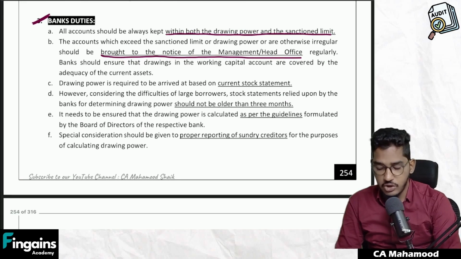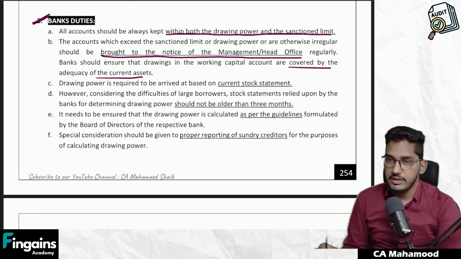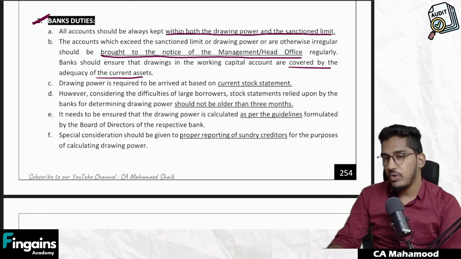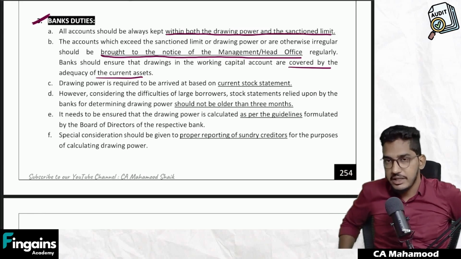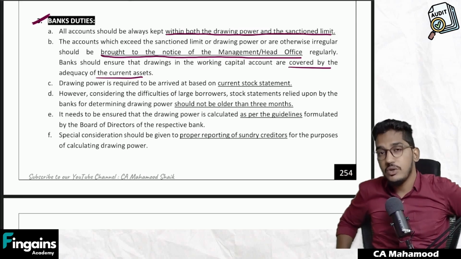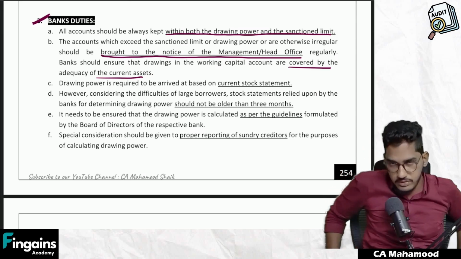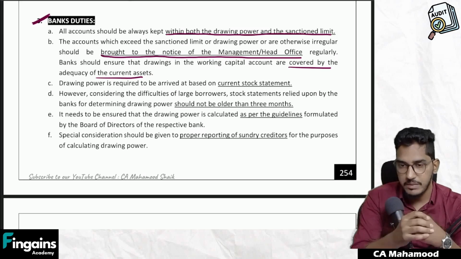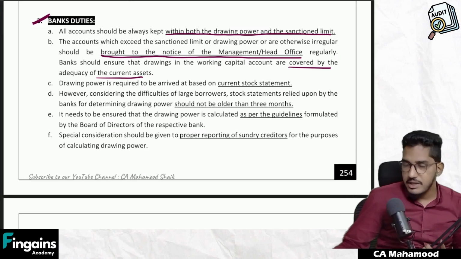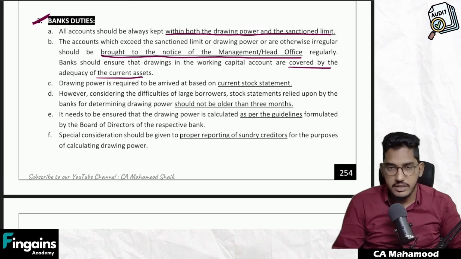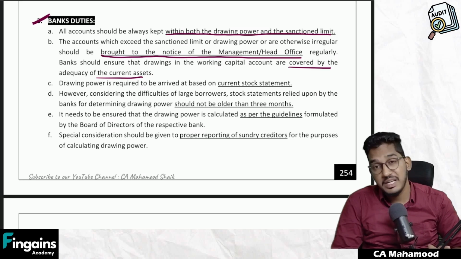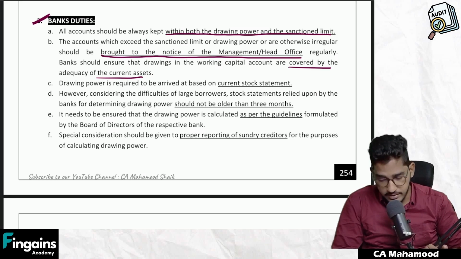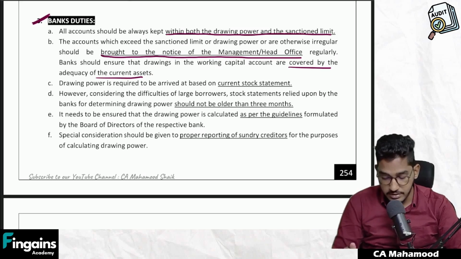Banks should ensure that drawings in the working capital account are covered by adequacy of current assets. But how do you determine drawing power here? Just randomly you will calculate? No. Drawing power we will decide on the basis of the status of the current assets. So if the value of the current assets is increasing, the banker will increase drawing power. If the value of the current assets is decreasing, especially stock, the banker will decrease the drawing power. So drawing power should be calculated with reference to the value of assets, especially current assets.